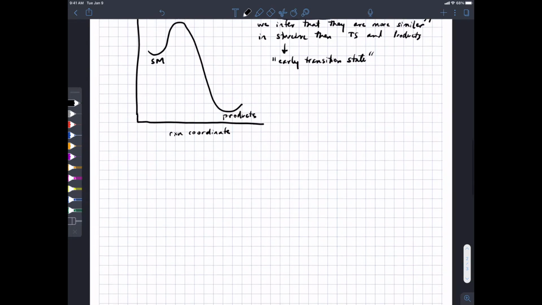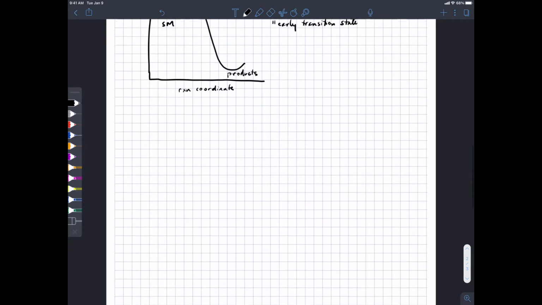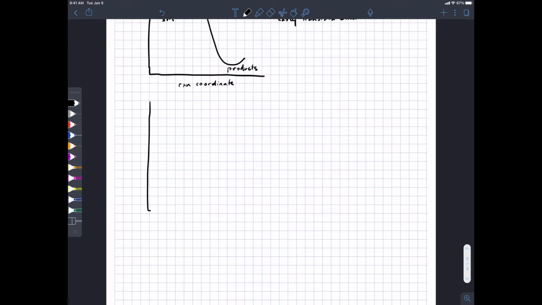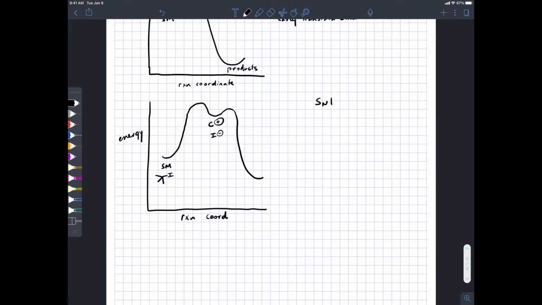The classic example of a late transition state is the SN1 reaction, where the energy diagram looks like this. Here's reaction coordinate, which is really just some geometry that describes the progress of the reaction. Here is energy. You go from starting materials here through a high energy transition state to a carbocationic intermediate and the leaving group, and then you have the nucleophile come in, and then you have your product, right? Here is the rate determining transition state.